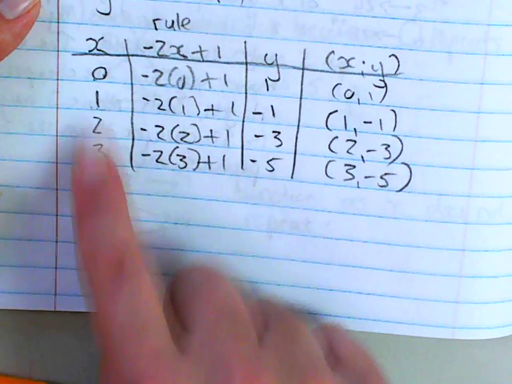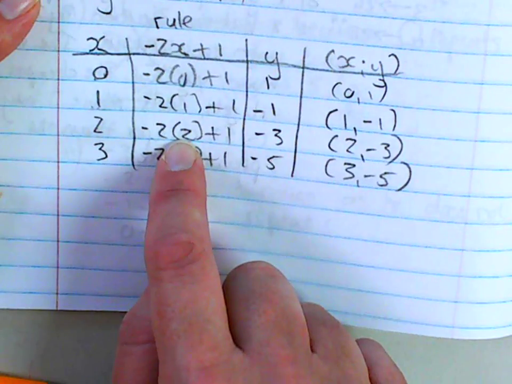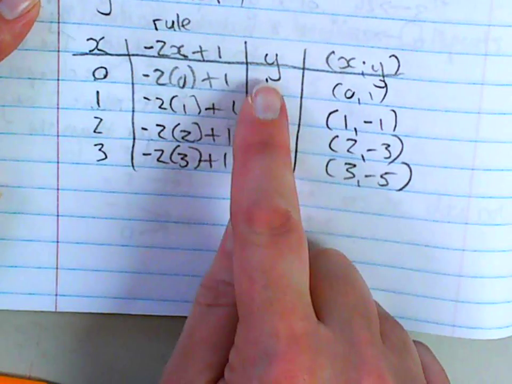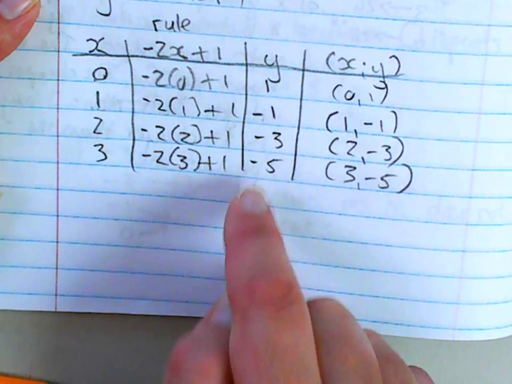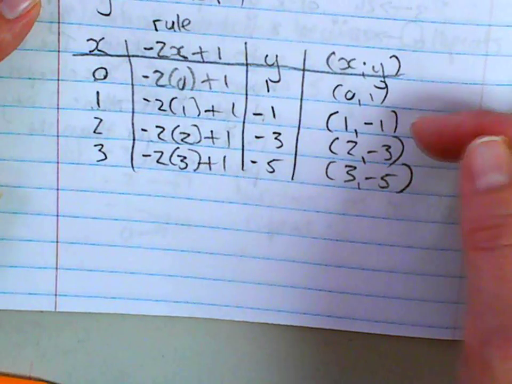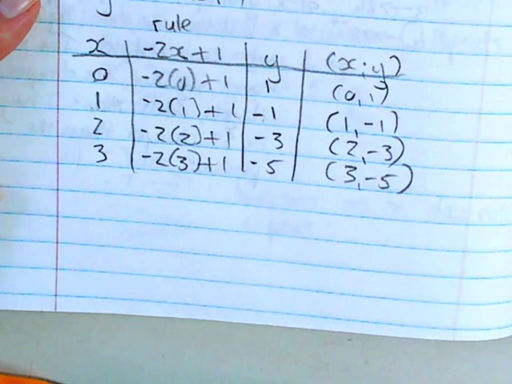So I went and I plugged in 1 for X, 2 for X, 3 for X, and what did I come up with? 1, -1, -3, -5. And what did it help me to do? To create my ordered pairs. I'm going to wait here for a minute just so that you can copy this down so that I know you all have this. This was an easy rule.